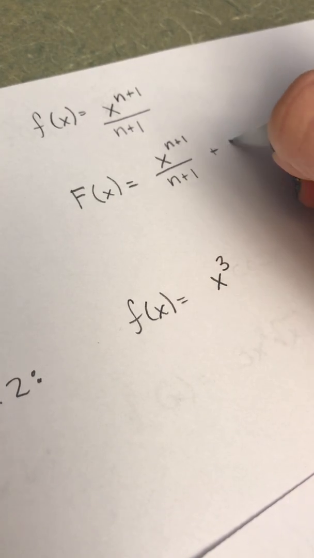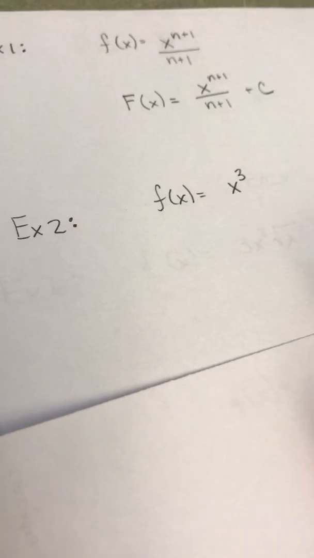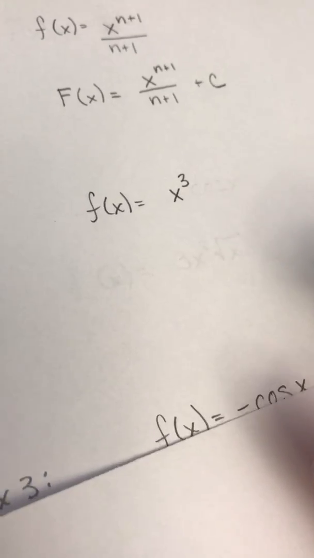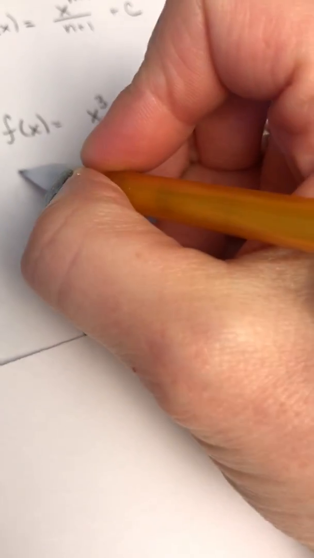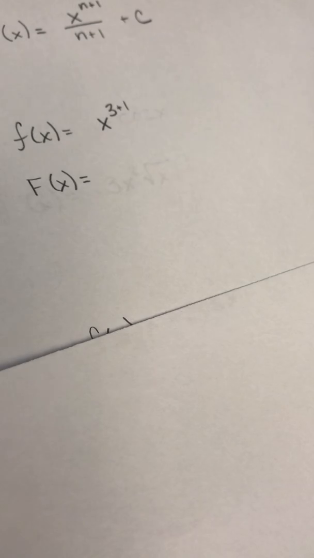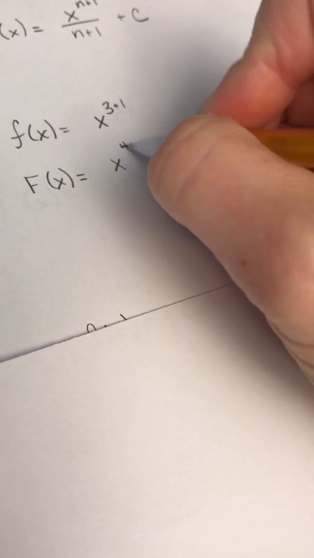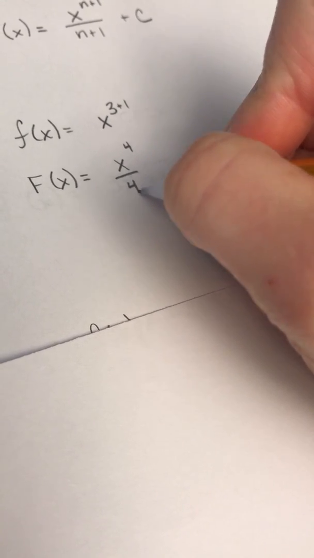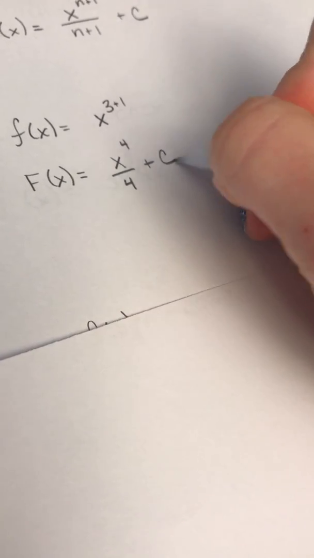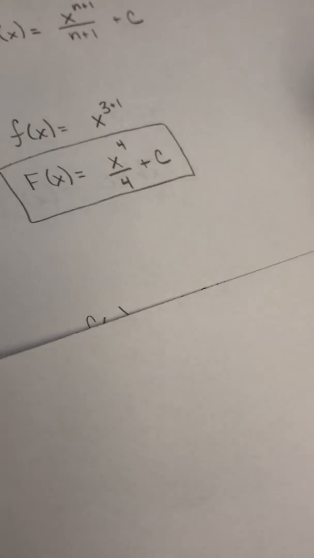So in example 2, when I have x raised to the third power and I need to find the general antiderivative, I add 1 to the exponent and divide by the new exponent. X to the fourth power divided by 4 plus c. That's my general antiderivative.